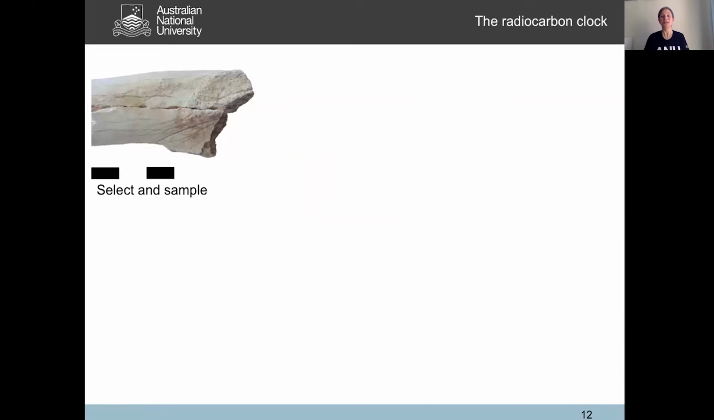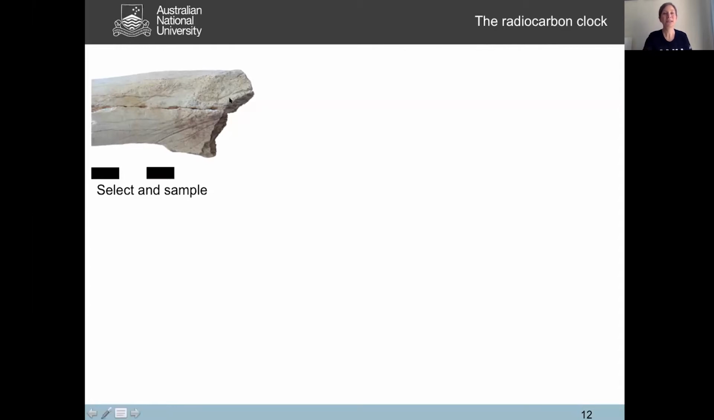Okay, so how do we actually do it? Well, the first thing we have to do is select a sample, and this is, I would say, as an archaeologist, the most important part of the whole process. You really need to find the best possible samples you can within an archaeological question.